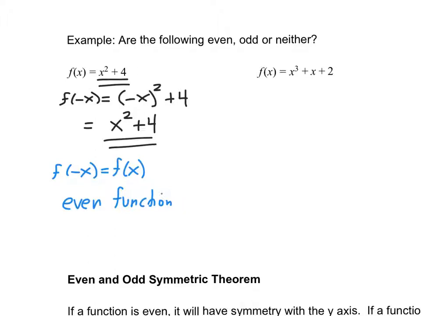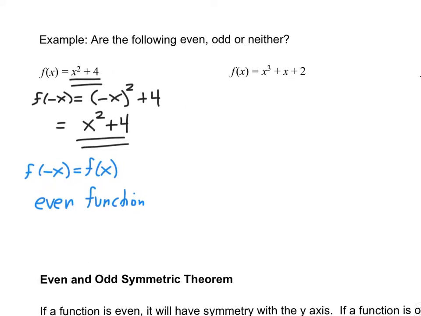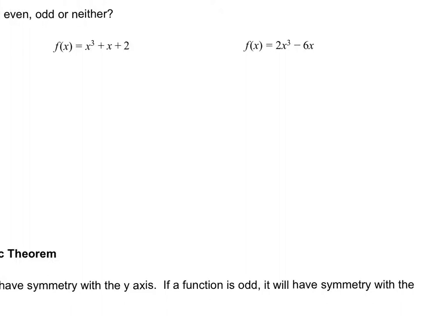Okay, let's look at another example. Now, if you look at this next one, f of x equals x cubed plus x plus 2, you see the exponent of 3, so we start to maybe think maybe that's odd. But you have to be careful, because remember, some of them can also be neither even nor odd.